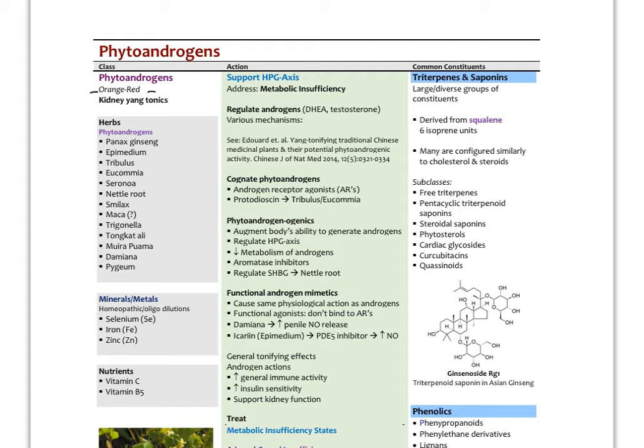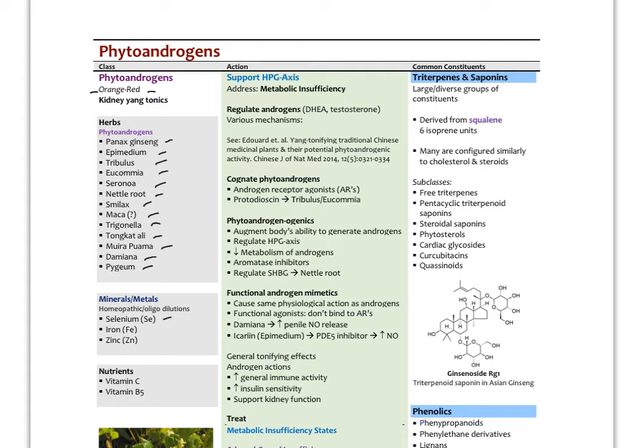Now, phytoandrogens include herbs like Panax ginseng, epimedium, tribulus, eucomia, serenoa, that's the saw palmetto, nettle root, smilax, maca. I put a question mark there because there's also estrogenic effects of maca, but that's probably because it raises androgens, which then get aromatized to estrogens. Trigonella, Tongkat Ali, Muira puama, Damiana, and Pygeum. Now, these all work through different mechanisms, so I've kind of just broadly put them into this category.